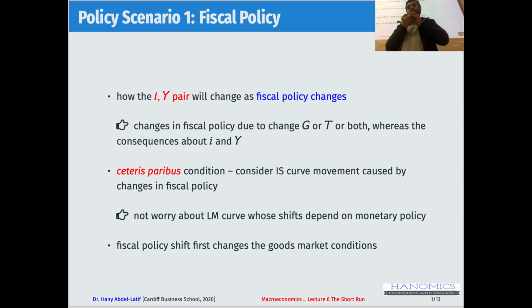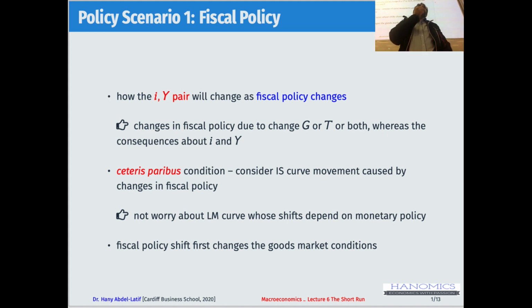So the first scenario is when we have a fiscal policy shift. Just to keep you focused on the point, what we want to know is what's going to happen to i and Y. What's going to happen to the interest rate and output level as a result of the shift in fiscal policy? A fiscal policy shift happens due to changes in government spending or taxes or both. And what we're looking for here is how the interest rate and the output level will respond to that change.